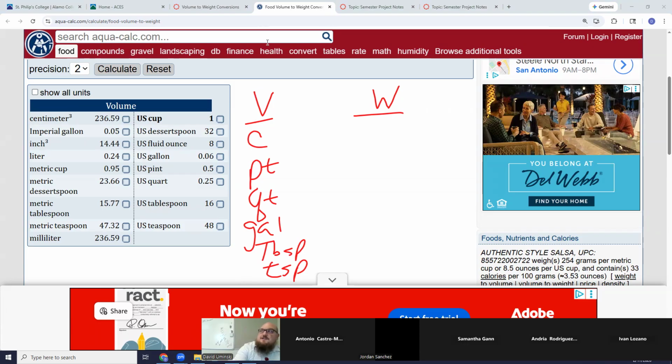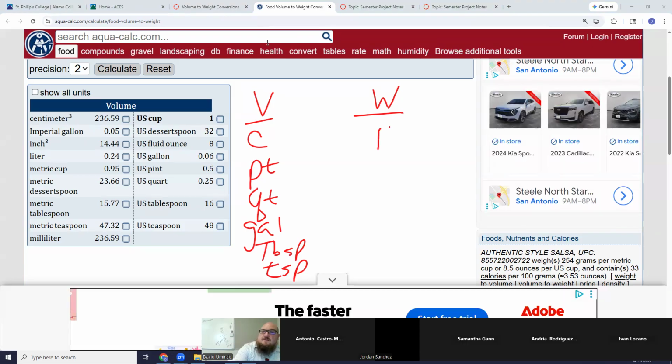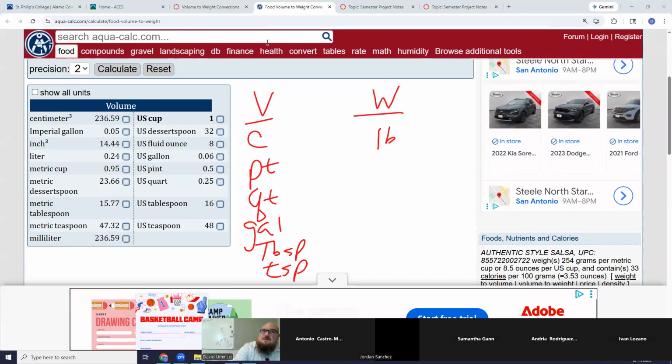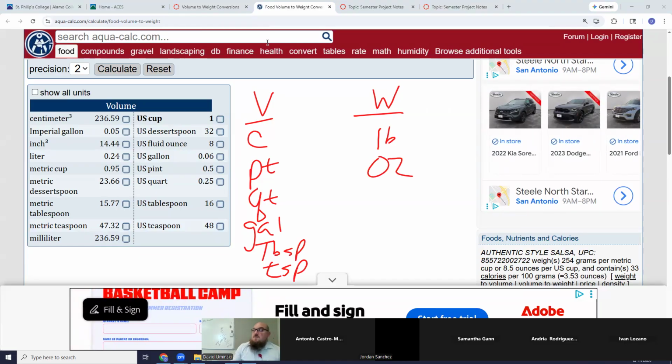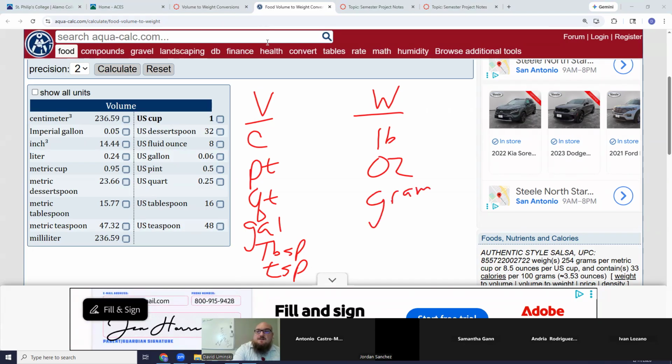What are some weight measurements? Pounds and ounces. Those are the two that we're going to be using. We also, not in this project, might have grams, kilograms, things like that. We are focusing primarily on the pounds and ounces.